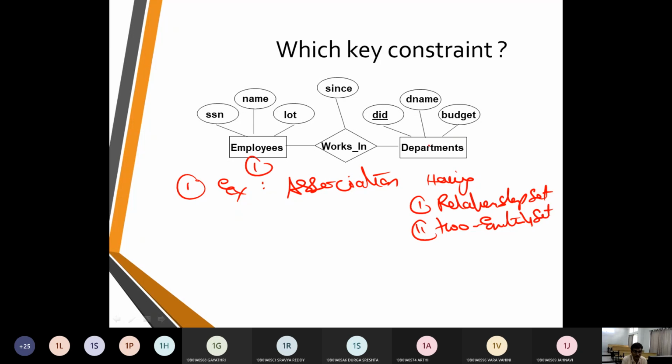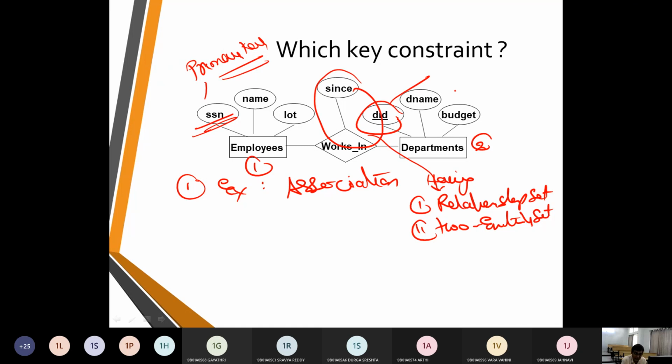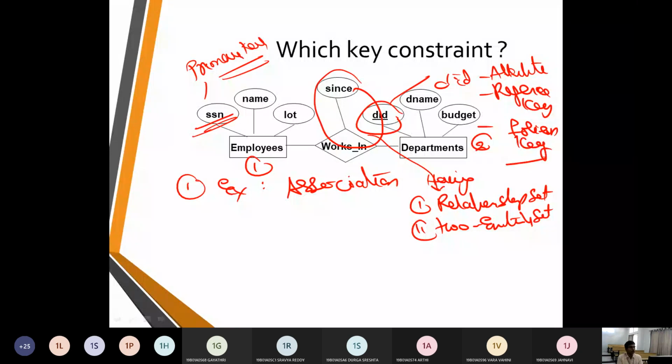Okay, this is entity set 1, entity set 2, and this item we are going to call a relationship set. This is the first way. Now, SSN is going to be called the primary key. The DID, the department ID, is an attribute, and it is called a reference key, or a foreign key.